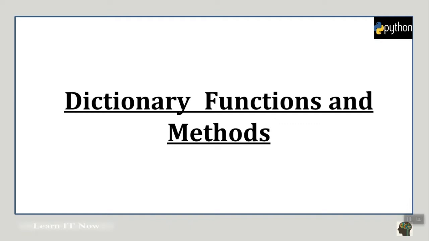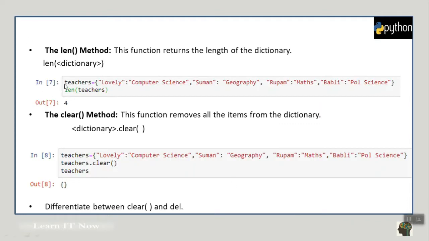The len method. This function returns the length of the dictionary. That means it tells you how many keys are present in the dictionary. If we take the example teacher equals to this dictionary and we print the length, we will get 4 because we have 4 keys 1, 2, 3 and 4 in the above dictionary. For printing the length we need to write len, all in small letters, round brackets and the name of the dictionary.